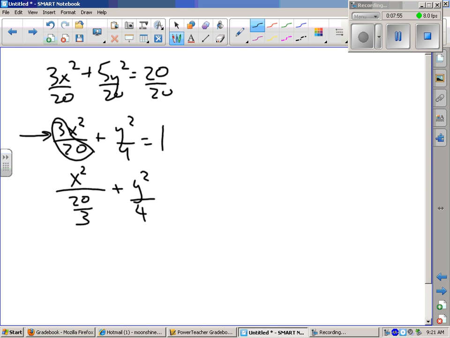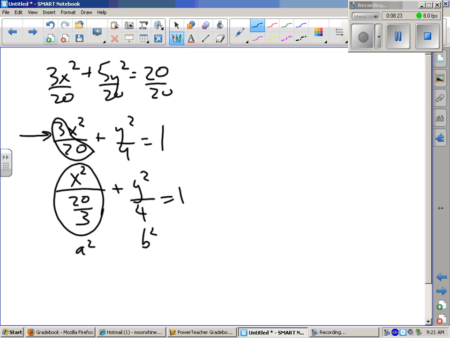So now we have what we need. 20 divided by 3 is almost 7, so this is the larger one. So 20/3 is your a squared, and this is your b squared. So the process is the same after that. I just wanted to make sure you knew how to flip that over.